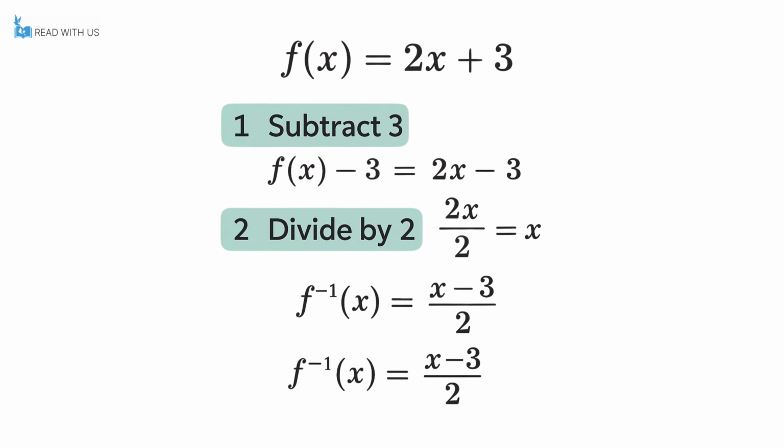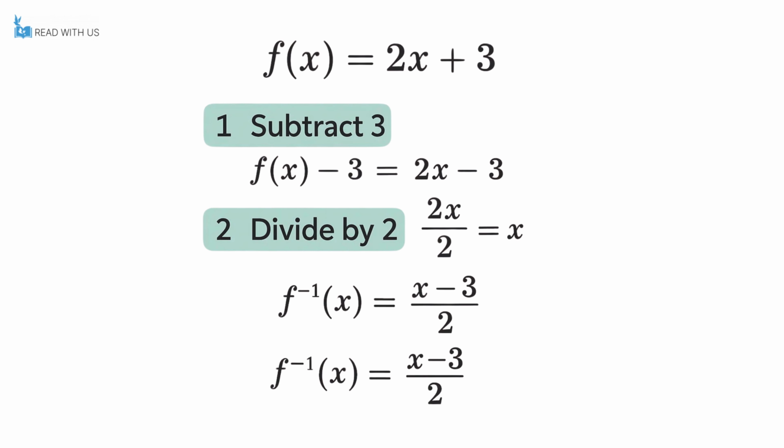For example, if f(x) equals 2x plus 3, the inverse would undo that process. First we'd subtract 3, then divide by 2. So f inverse of x equals (x minus 3) divided by 2. This is the key idea: an inverse function reverses the operation step by step, but in the opposite order.